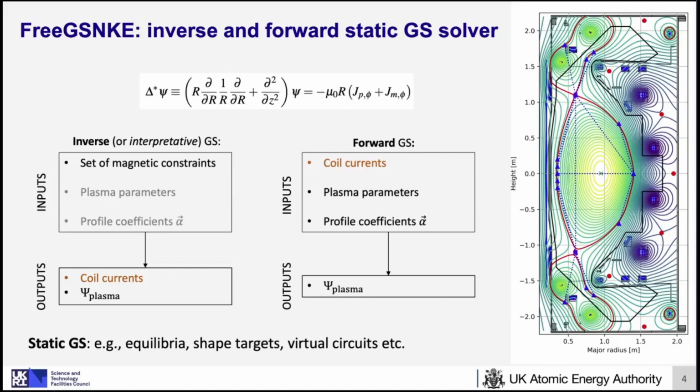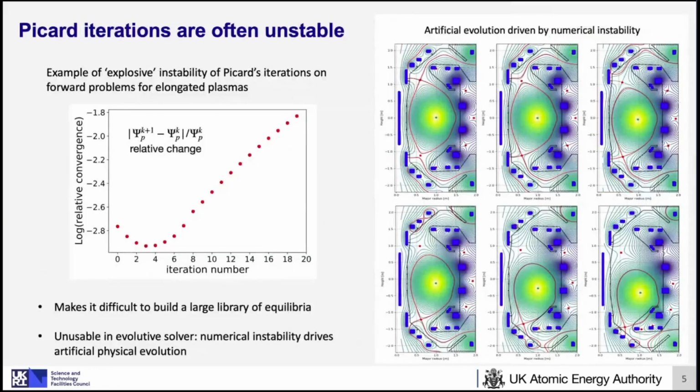And the reason I'm stressing this is that several of the use cases that I've already mentioned, from calculating the virtual circuits, for example, but especially when you want to calculate large libraries of equilibriums, or you want to use your static solver to then develop the evolutive solver, you need the forward Grad-Shafranov solve capability. And so this is essentially the main reason why we had to replace the original static solver that is there in FreeGS, in the original version of FreeGS.